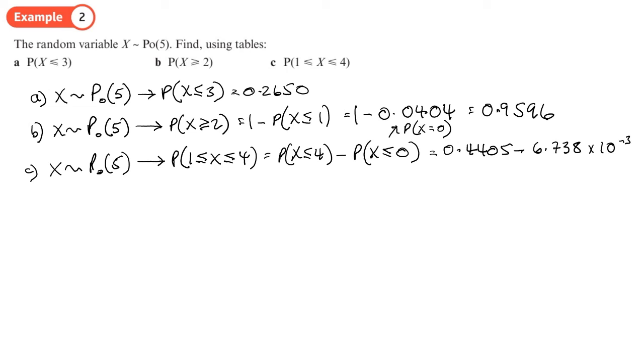And if we work that out, go back to normal mode on my calculator, 0.4405 minus, now I'm going to write this in standard form, 6.738 times 10 to the negative 3, and I get 0.4338. So I probably had a couple more decimal places than I needed when I wrote this down here, but that works.